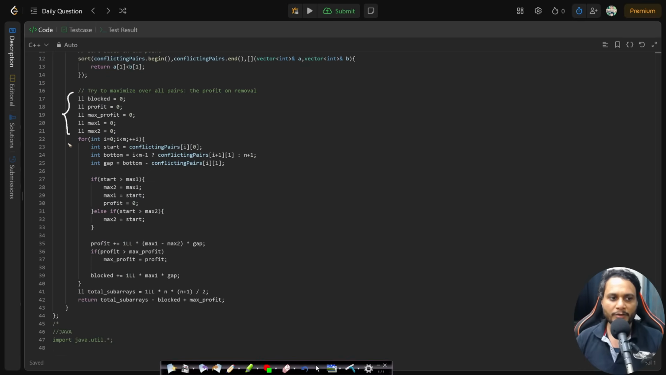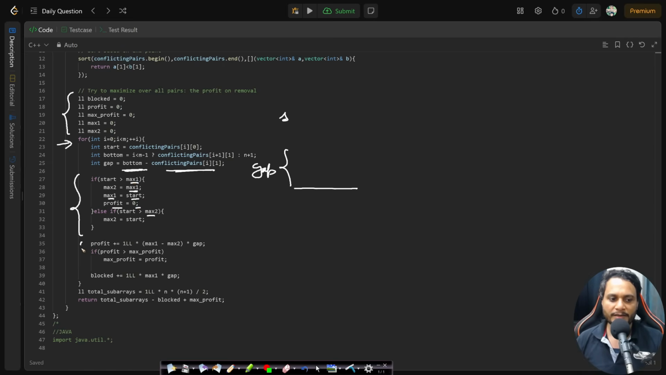So we will be defining all the variables as I had shown you, and then I will be iterating through each of the points, calculating the start, which is your S value. Then I will be calculating the bottom point and calculating the gap by subtracting bottom from the conflicting pair at index 1. And then I will be updating the max1 and max2 if required. If max1 is updated, then max2 will contain max1's previous value, max1 will contain the start, and profit will restart with 0, saying that this current item is the rightmost point and this has to be removed now.